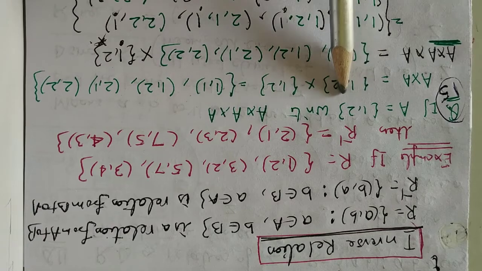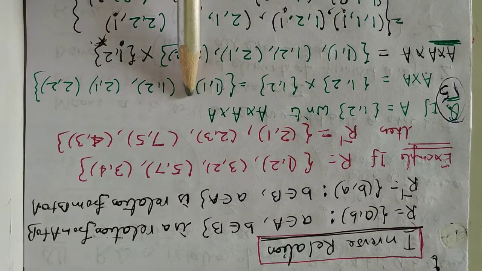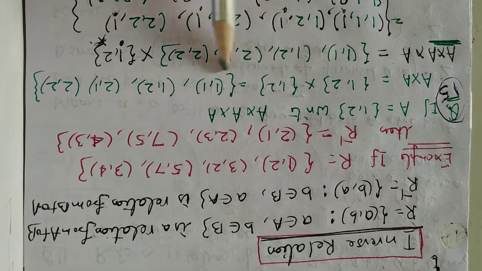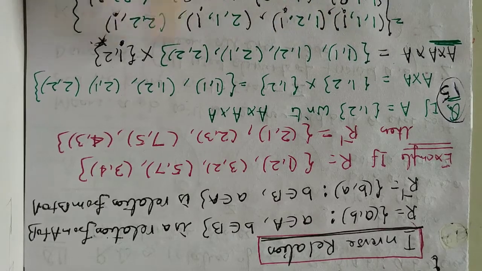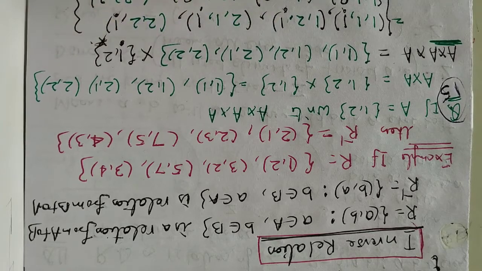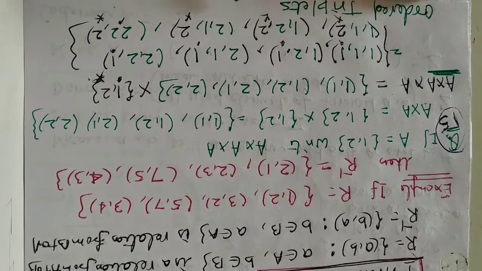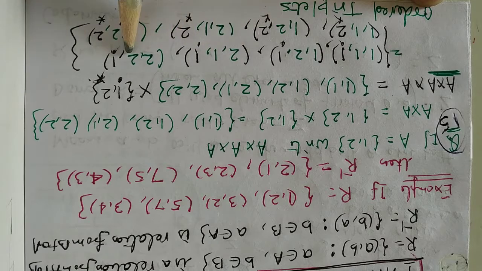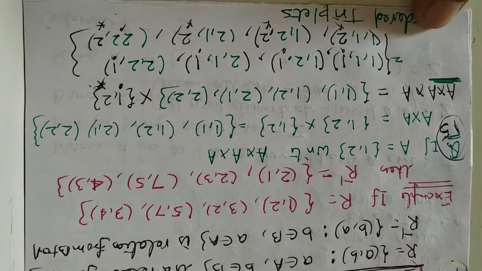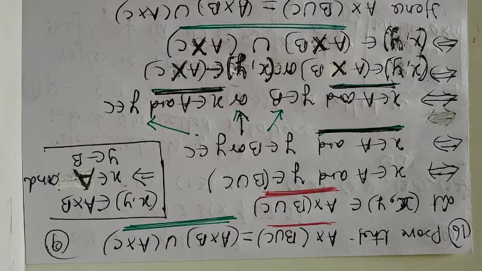Now, if A is equal to {1, 2}, write A cross A cross A, the triple product. A cross A, you know. So this is A cross A. After that, cross one more A. Now the pairs are taken with 1, so 4 members. And again the pairs are taken with 2, again 4 more. Just see, 4 pairs are taken with 1 and 4 pairs are taken with 2. So we are getting the ordered triplets.